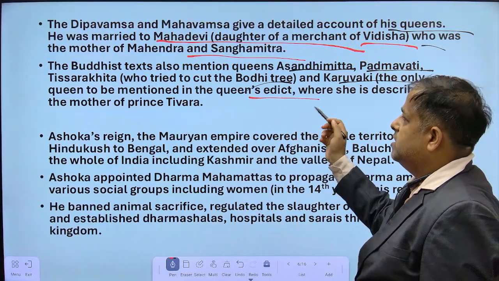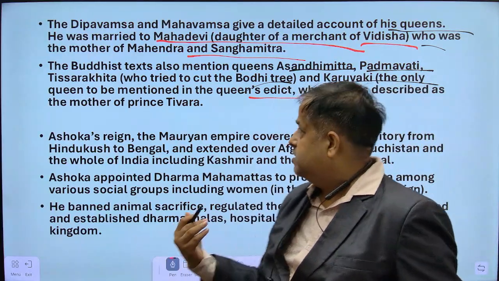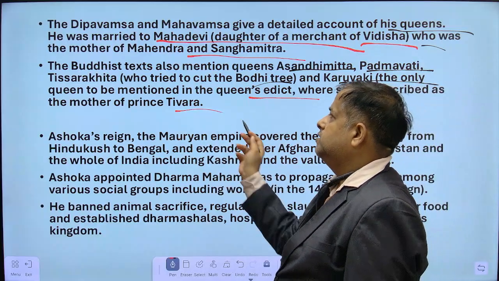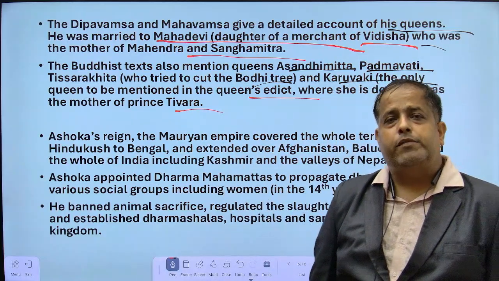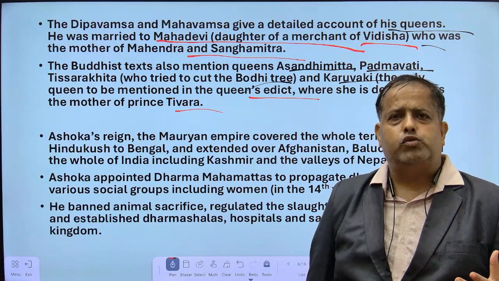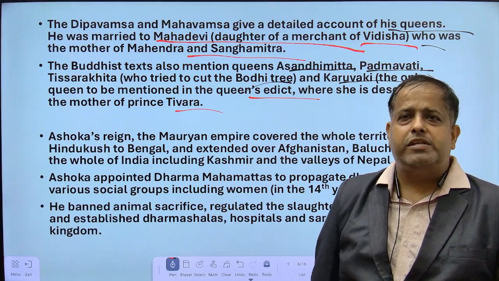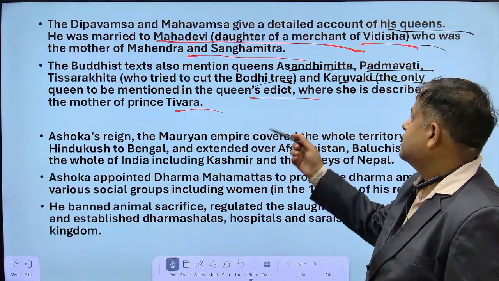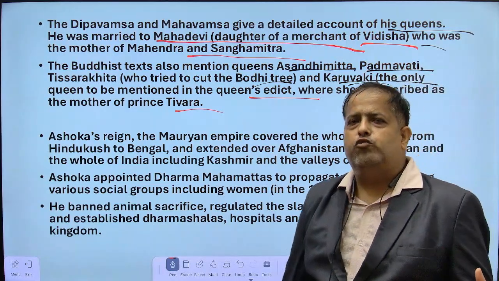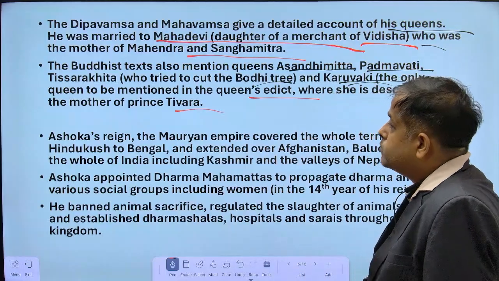Okay, in the Queen's Edict. इसको बेटा रानी का अभिलेख बोलते हैं. This is talking about her life and events. And this also talks about his only one son, Tivara. So beta, sometimes the examiner asks how many sons' names are given in Ashoka's inscriptions? Only one son's name is mentioned there. It is Tivara, and only one queen's name is given. It is basically the Queen, Karuvaki. I hope so. Have you watched the Ashoka movie? It talks about the love story of Karuvaki and Ashoka.